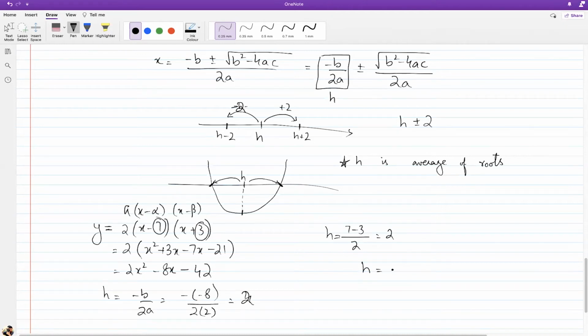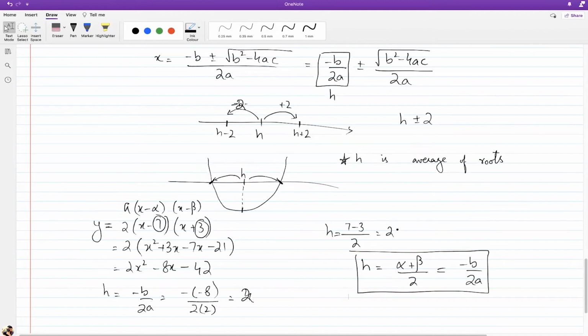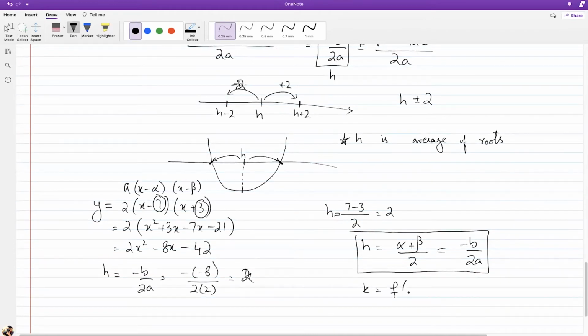The vertex can either be found through the completing square method, or you can say, okay, alpha plus beta over 2, the two roots over 2, which is equal to minus b over 2a. This shortcut will help you quickly draw any equations that you want. And you can put this in the exam answer if you want to find h, unless they specify that you have to use the completing the square method. And then obviously k, or the turning point, is f of h. You just plug in x equals h and then you find the answer.